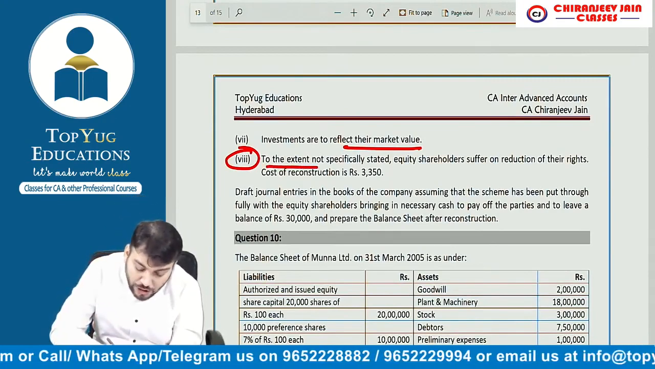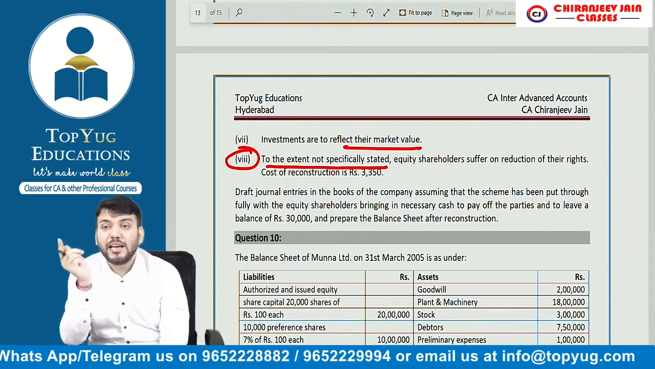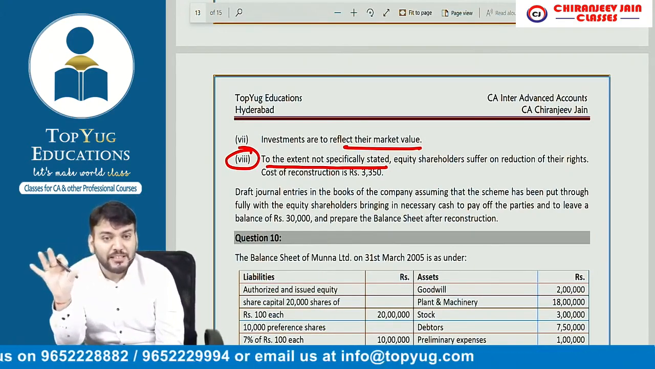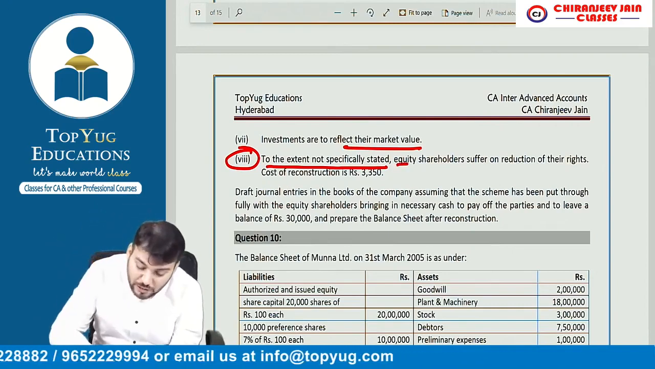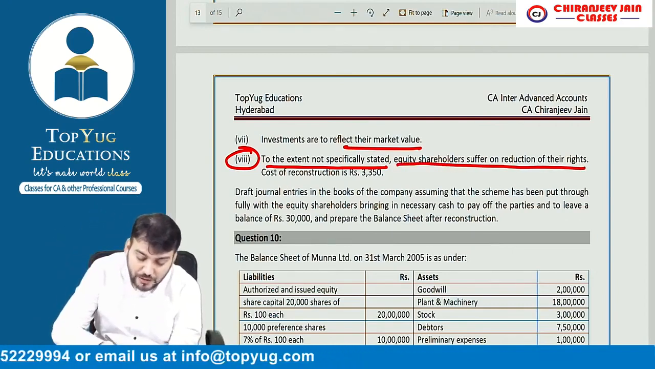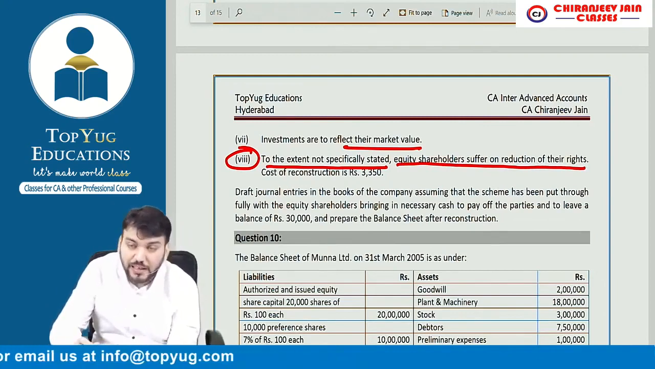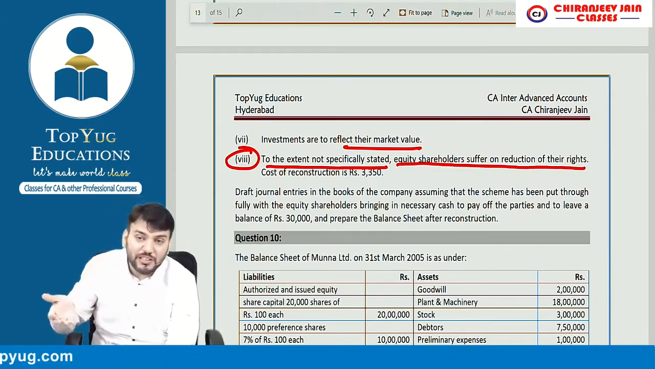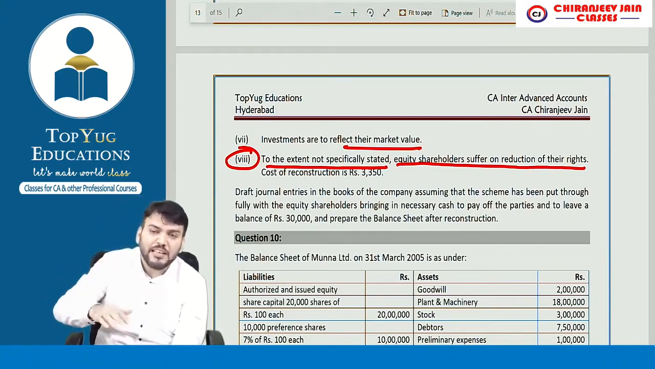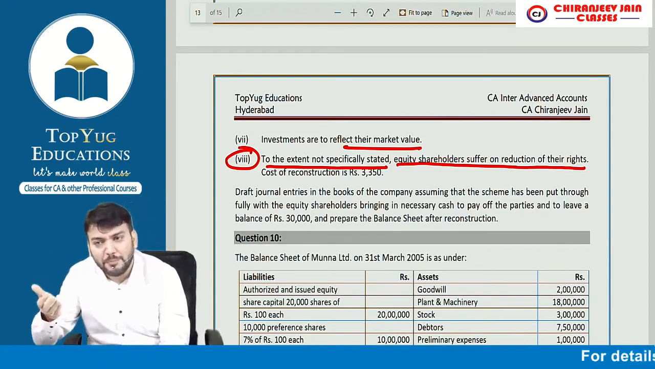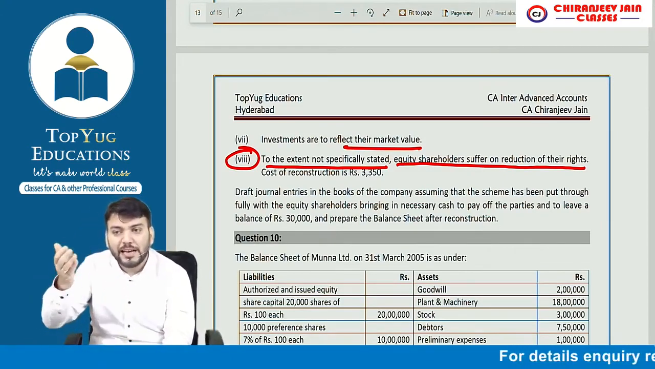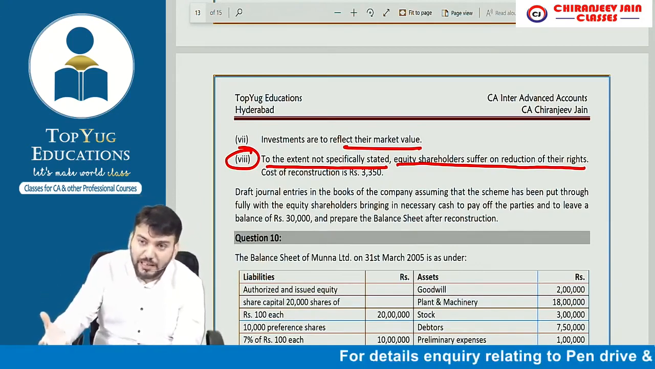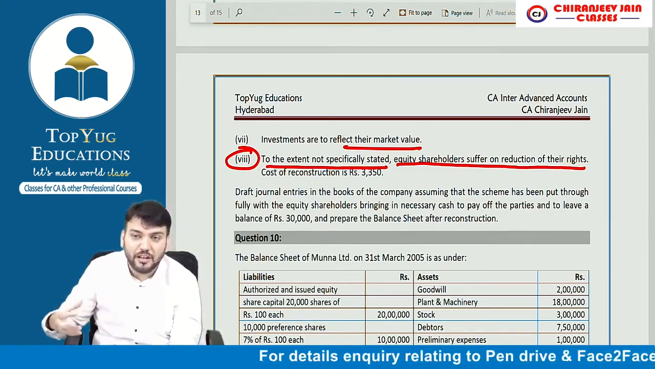to the extent not specifically stated, means in the question it is not specifically stated. Equity shareholders suffer on reduction of their right means it is not mentioned in the question how much equity shareholders suffer on reduction. It is simple. We will prepare capital reduction account, and how much balance loss is left, that will be written off by reduction of what? By reduction of equity share capital.